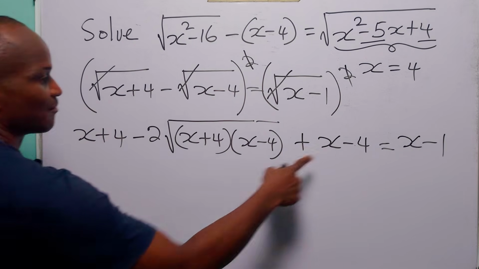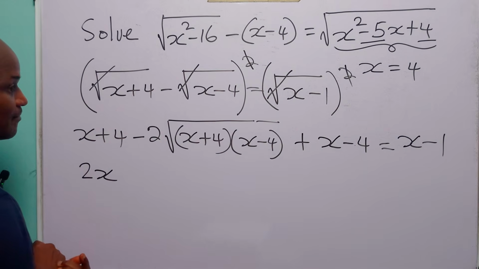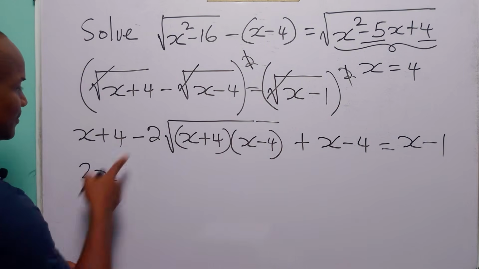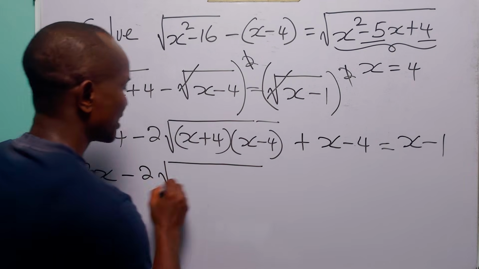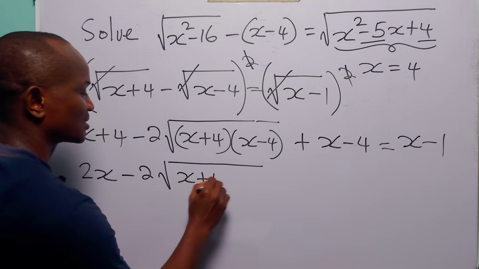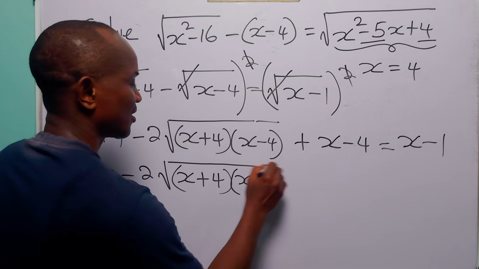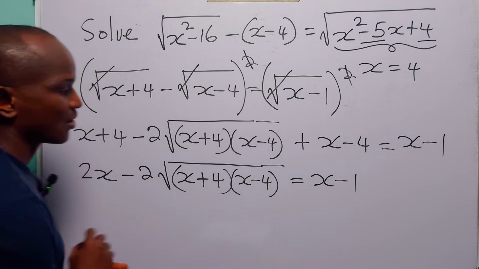Now, x plus x is equal to 2x. 4 minus 4 is equal to 0. Then we have minus 2 times the square root of x plus 4 multiplied by x minus 4. And this is equal to x minus 1.